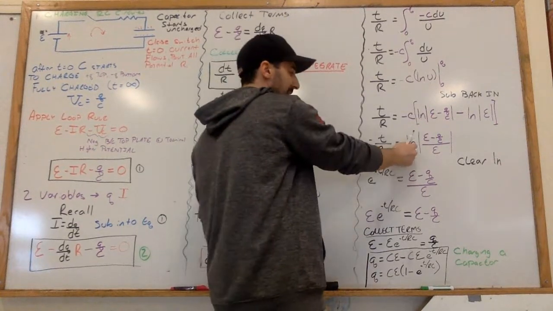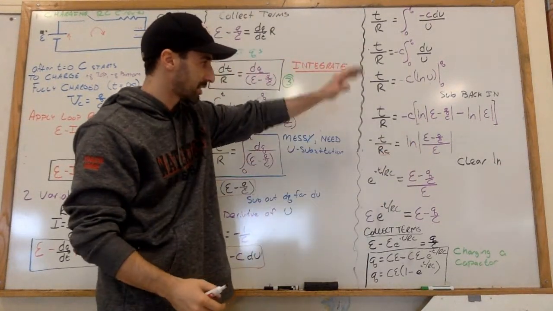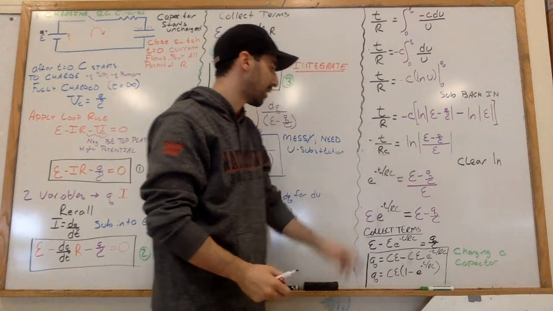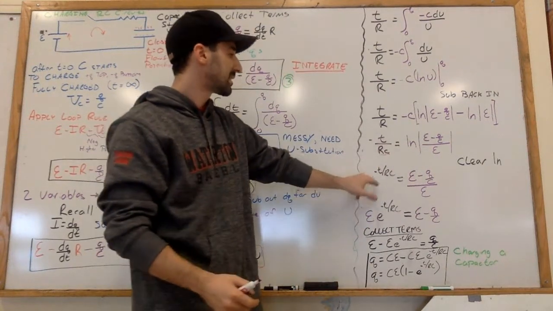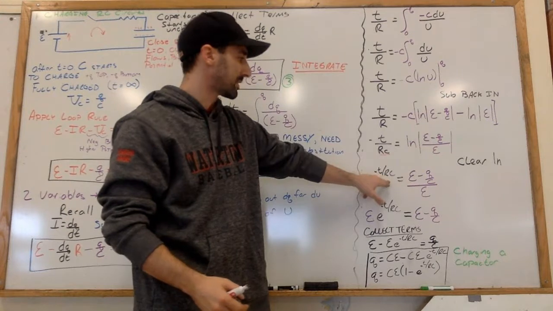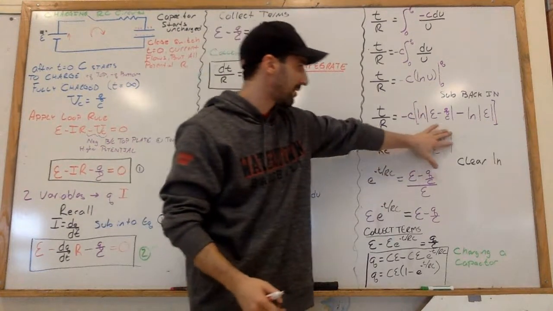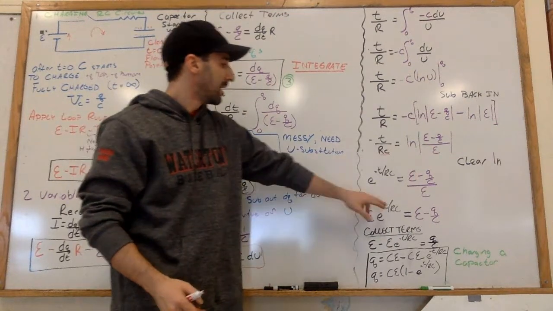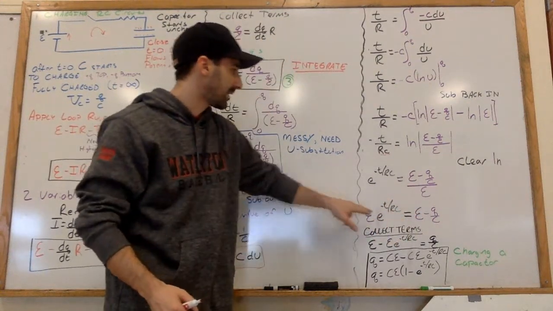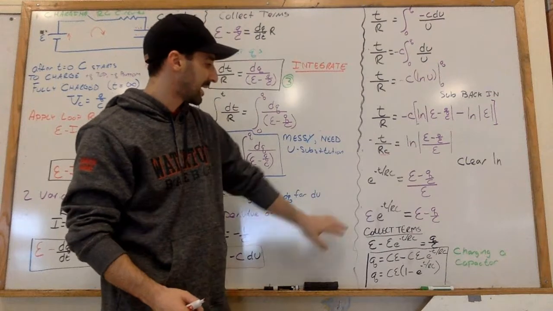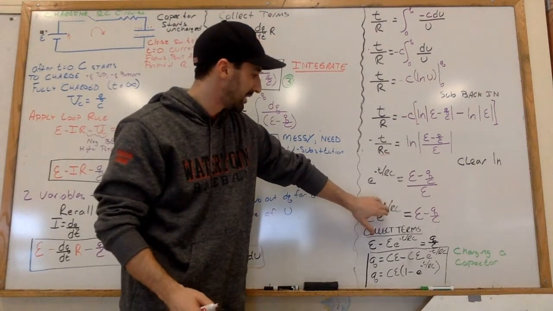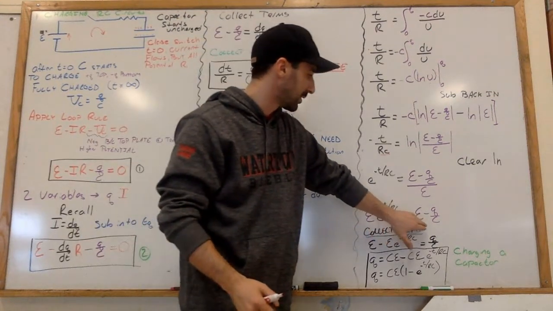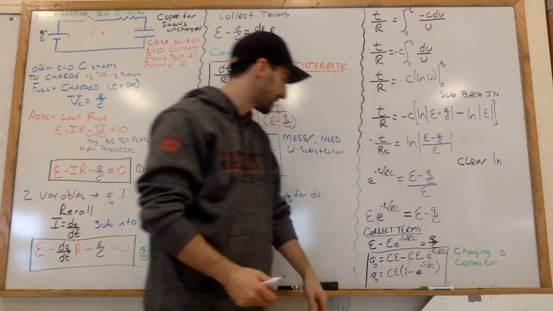I want to get rid of my natural log, so I'm going to clear my natural log by raising both to an exponent, bringing both to the e rather. So e to the negative t over RC equals, everything else stayed the same, E minus q over C, minus E. I can clear this up a little bit, bring over my epsilon. I say e to the negative t over RC equals my potential E minus q over C.